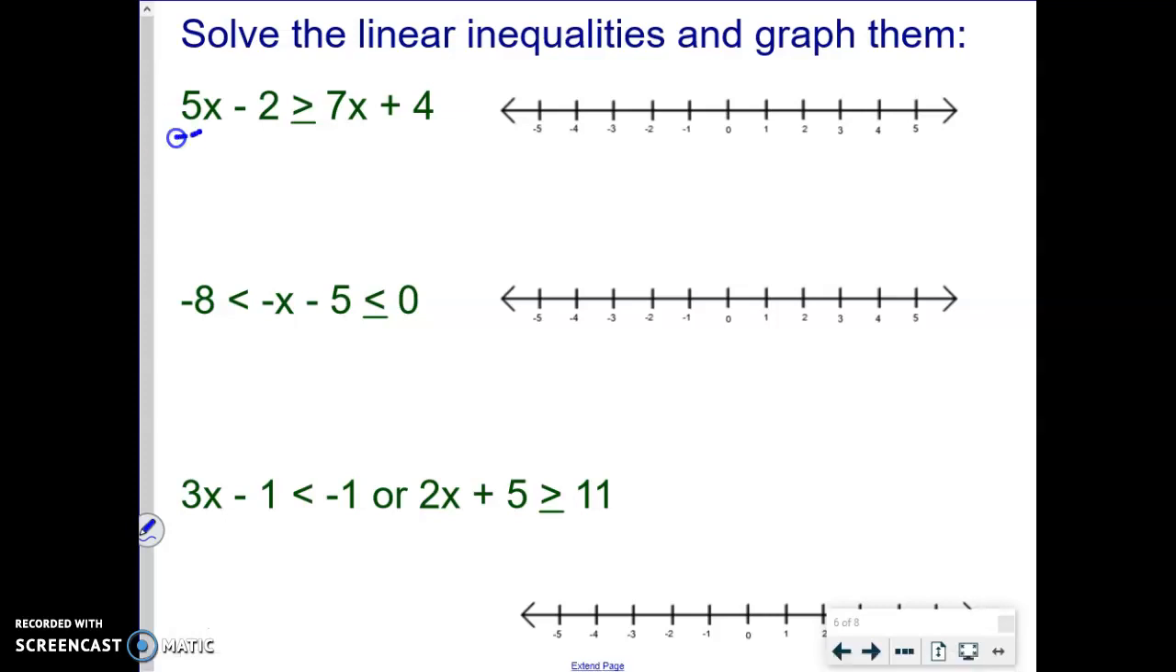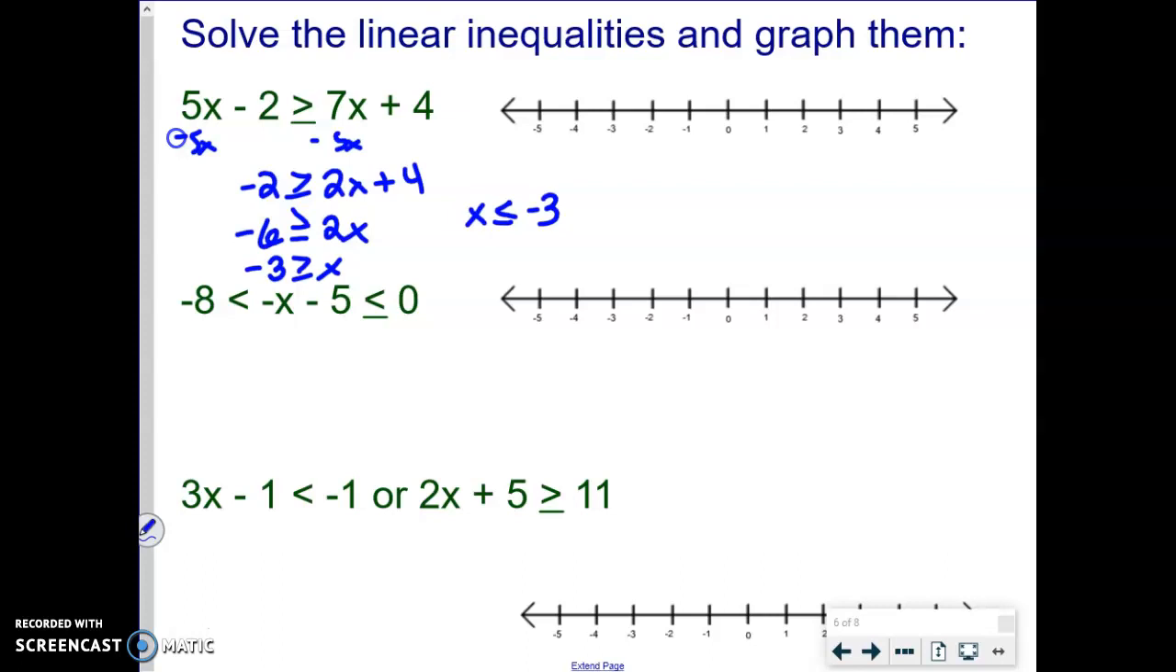I would go ahead and probably start by subtracting 5x from both sides. I get negative 2 is greater than or equal to 2x plus 4. Subtract the 4 from both sides. Get negative 6 is greater than or equal to 2x. Divide both sides by 2 and get negative 3 is greater than or equal to x. If it helps for you to rewrite it so that you have x is less than or equal to negative 3, that works as well.